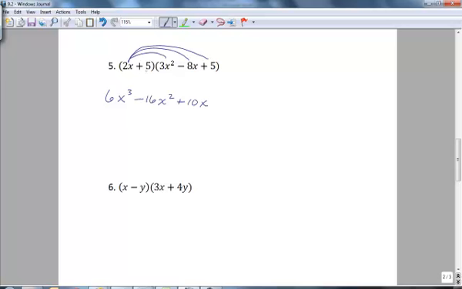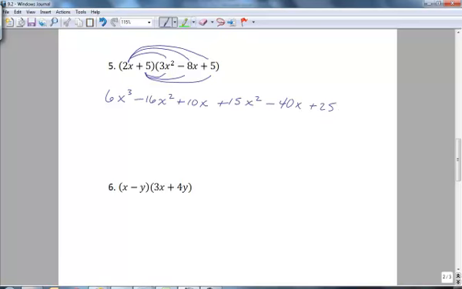All right, continuing on. 5 times 3x squared. Once again, multiply coefficients, add exponents. So 5 times 3 is 15, and the only variable is x squared, so it's going to be 15x squared. Continuing on, 5 times -8x, we're going to multiply those coefficients, -40x. And then finally, 5 times 5, of course, is 25. No variables to deal with there.